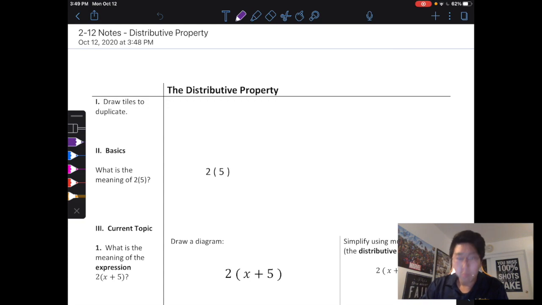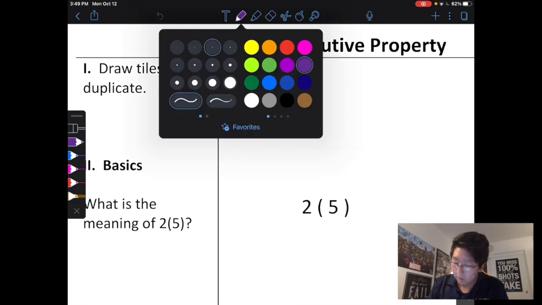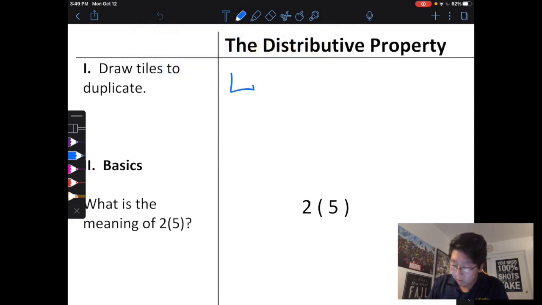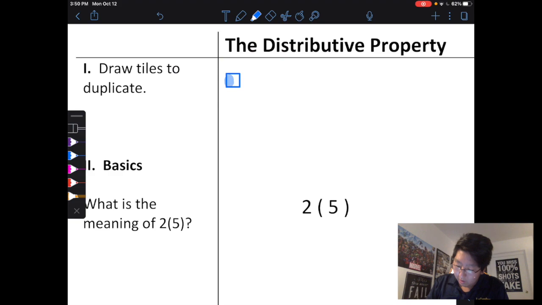Before we even get started, we are going to go ahead and draw some tiles. I'm going to draw some unit tiles, so I'm going to draw a little square, and then I'm going to go ahead and shade that in. That's going to be a positive unit tile. I'm going to duplicate that.